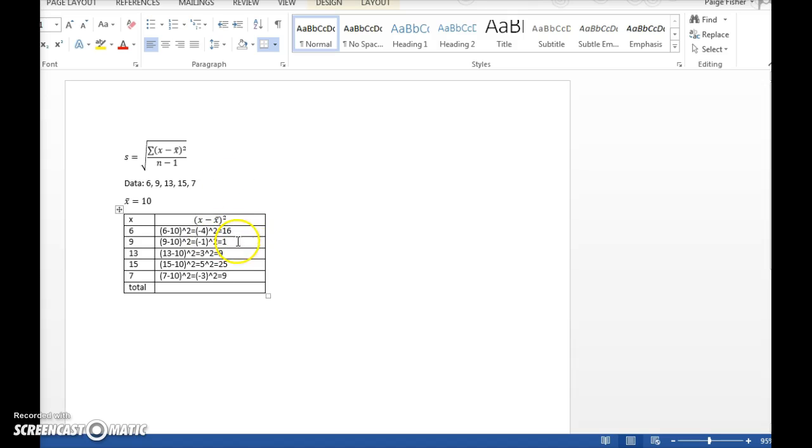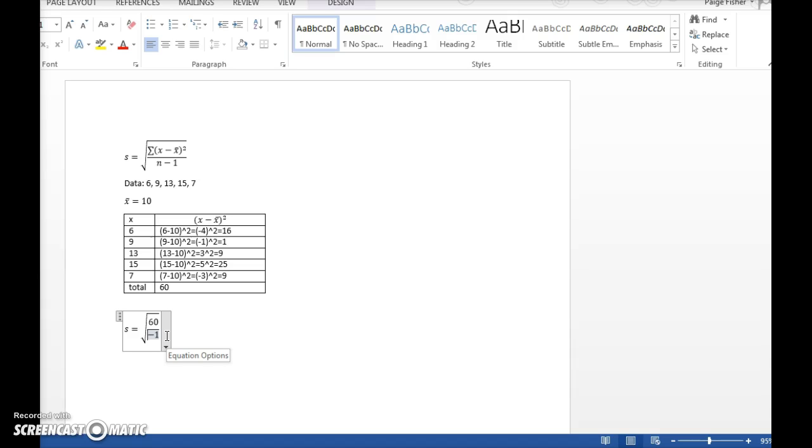And if you use a calculator and sum them all up, we get 16 plus 1 plus 9 plus 25 plus 9, which gets us a sum of 60. So now, I'm just going to highlight this formula. Now we have our numerator to be 60. And our n in this case is our sample size.